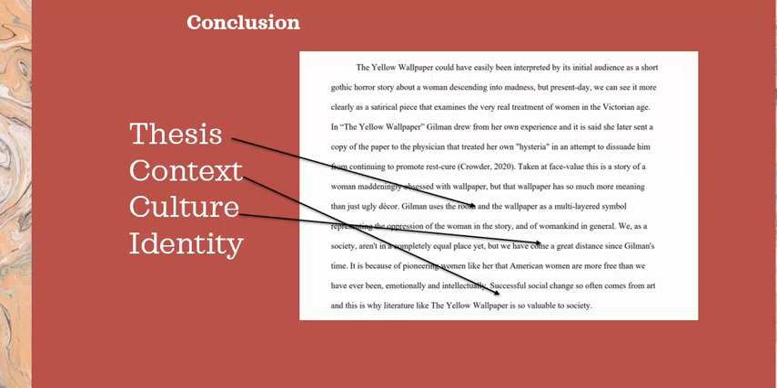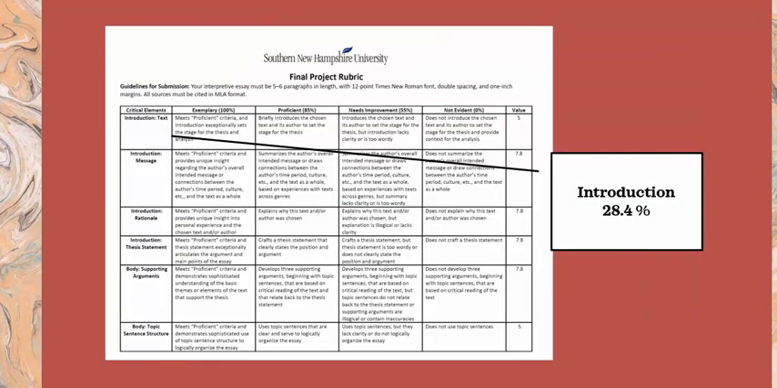When we talk about culture, we look at what a great distance women have come since Gilman's time. And then identity: American women are more free than we've ever been. So all those elements have been touched upon in the conclusion. Let's take a quick look at the rubric and see how that aligns with what we just reviewed.